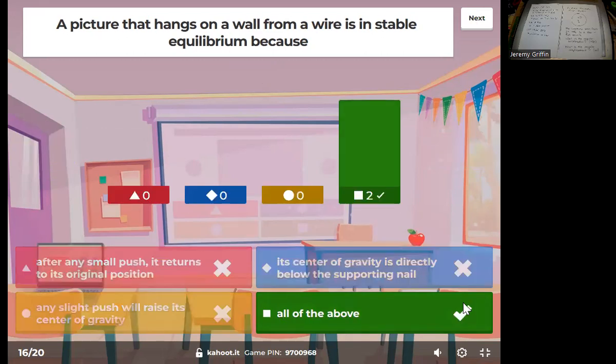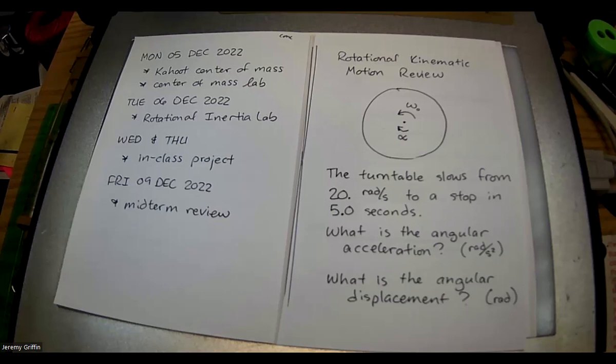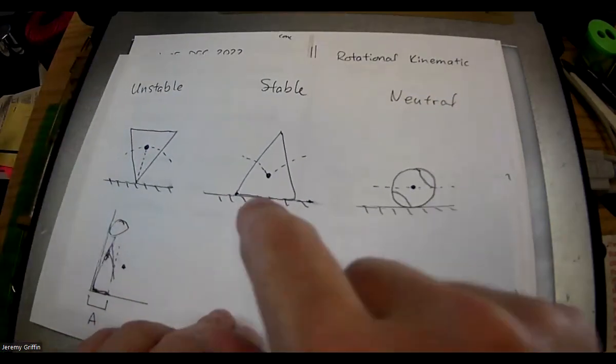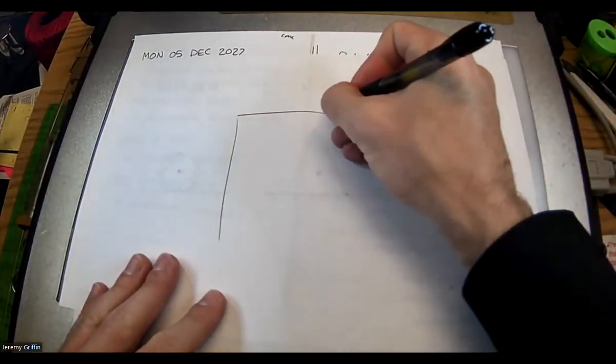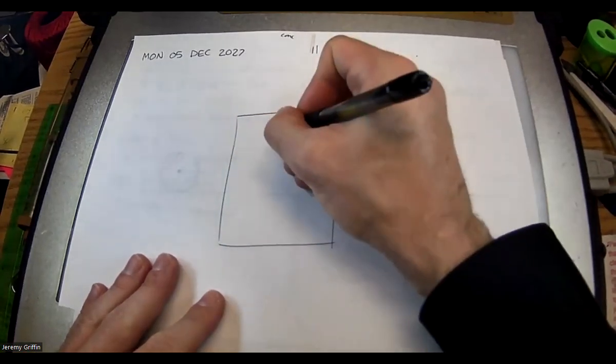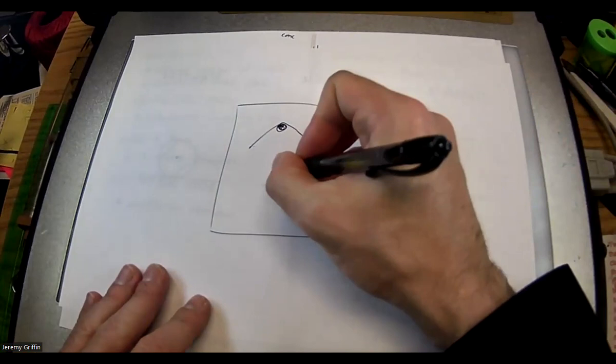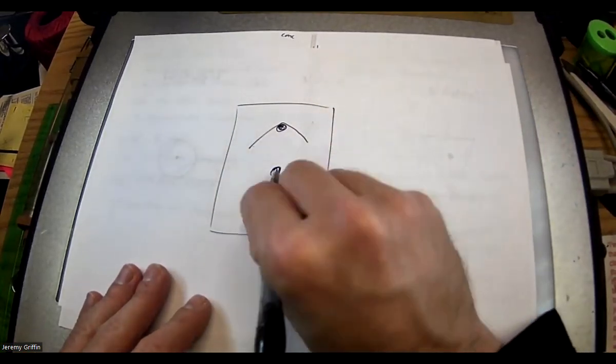Right, so switch the screen over here. All right, so we're thinking stable equilibrium for a picture frame, right? So I got a picture frame. And here's the supporting nail. Here's the wire. Right? Here's the center of mass of the entire picture frame. Right? Center of mass is right here.